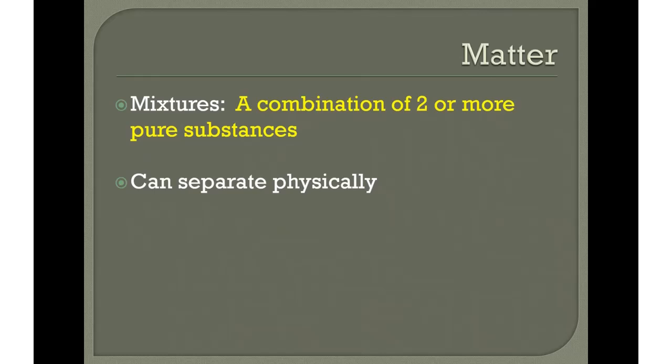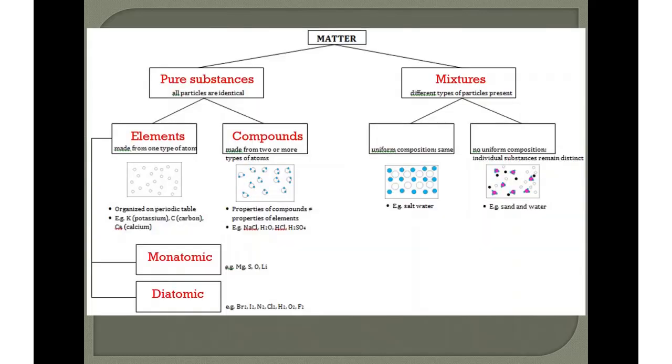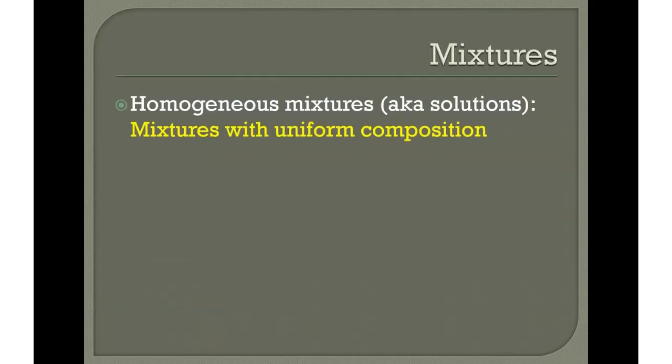Coffee is another example of a mixture, right? So mixtures can be classified further as homogeneous mixtures and heterogeneous mixtures. Homogeneous mixtures are also known as solutions. So we call homogeneous mixtures solutions as well, okay? So these are mixtures with a uniform composition. Everything looks the same. You can't tell which part is which.